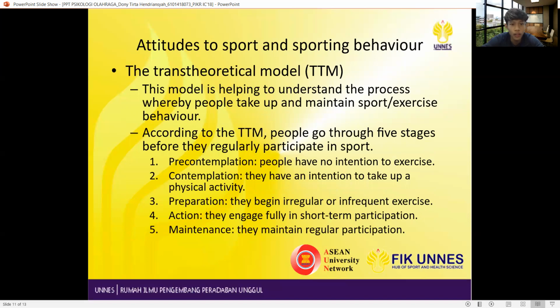The transtheoretical model helps us understand the process by which people take up and maintain sport and exercise behavior. According to the TTM, people go through 5 stages before they regularly practice sport. You can see number 1 until number 5.